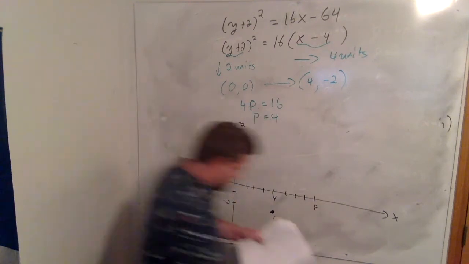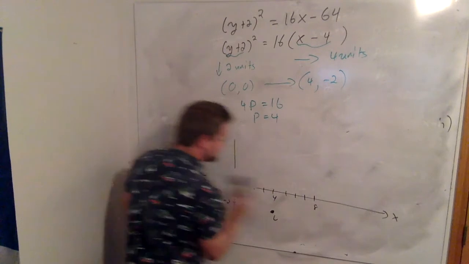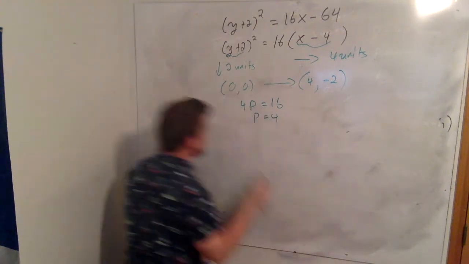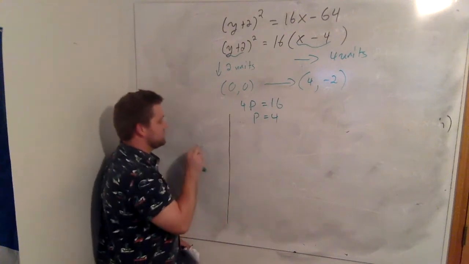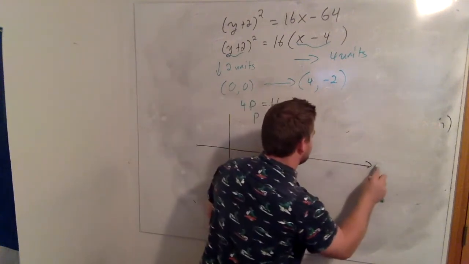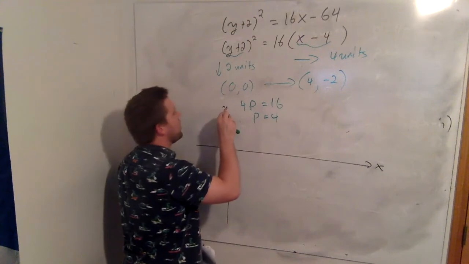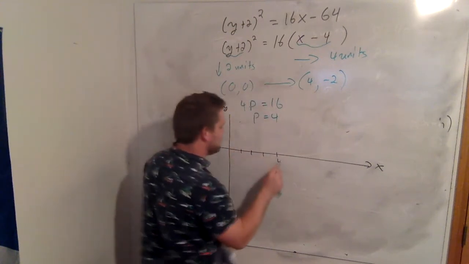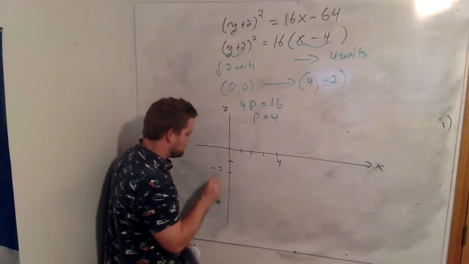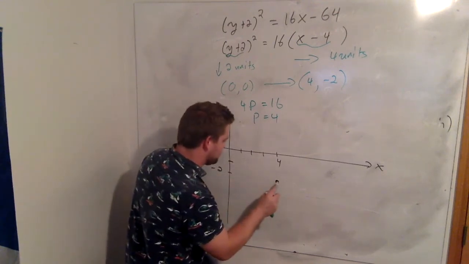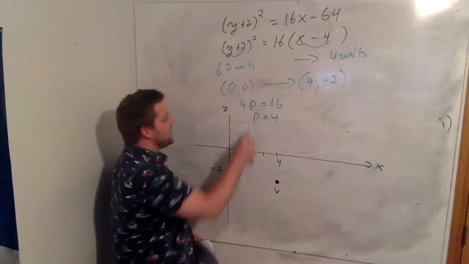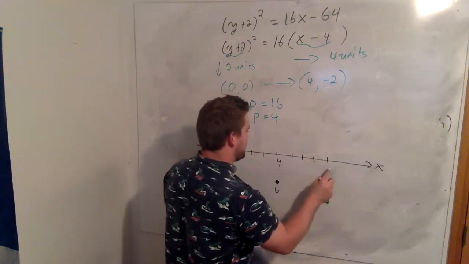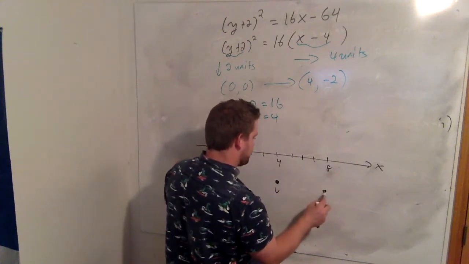I think I might need to shift our graph up a little bit. Don't have much room here. Okay, let's actually do this. So here is x and here is y. Our vertex is at 4, -2. So this is where our vertex is. Maybe I'll put a V there. I need to go to the right 4 units. So now we'll be at 8. So this is where our focus will be.